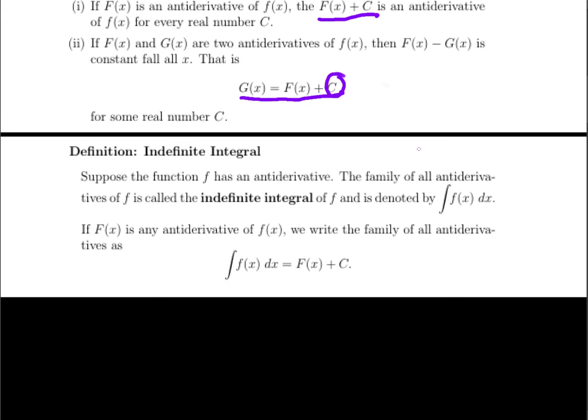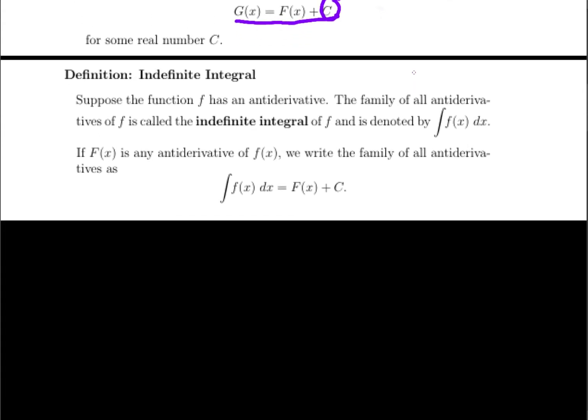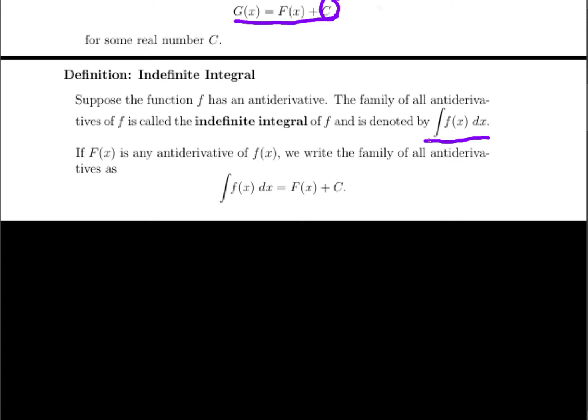So let's suppose that f has an antiderivative. Then the family of antiderivatives is called the indefinite integral. And we denote it like this, with the integral symbol without any bounds of integration. So if we've dropped the bounds of integration, then what we're asking for is the entire family of antiderivatives, namely some particular antiderivative plus a constant.